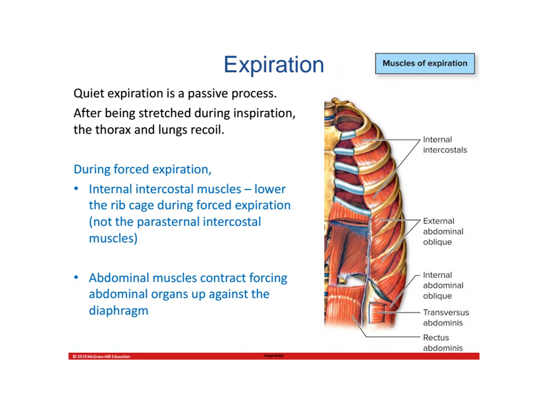Additionally, when we're doing forced expiration, say during exercise, abdominal muscles contract, forcing abdominal organs up against the diaphragm, which tends to push the diaphragm up further, again further reducing the volume within the thoracic cavity and therefore reducing the volume of the lungs, and leading to even greater expiration. The two principal abdominal muscles that are involved in this forced expiration would be the rectus abdominis and the external abdominal obliques.